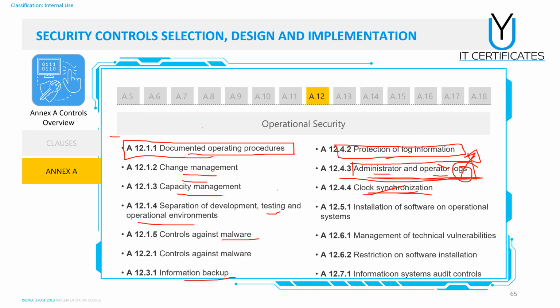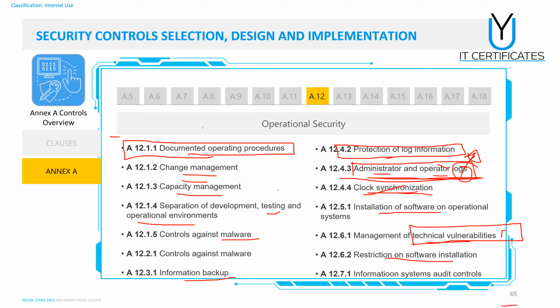Installation of software and operating systems should be done by qualified persons based on the best practices and recommendations of the manufacturer. Management of technical vulnerabilities: we mentioned that vulnerability management is very important. You must keep a vulnerability management system to search for any vulnerabilities and update it.